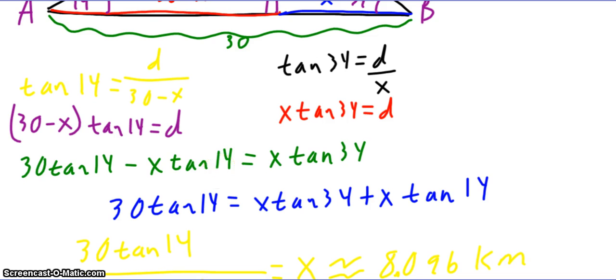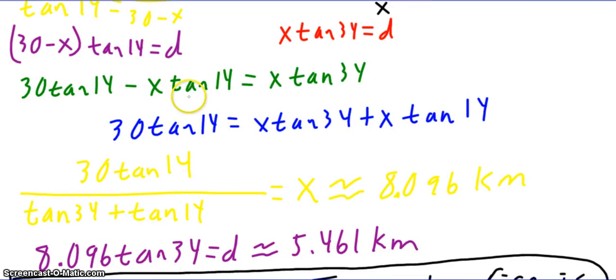So I group the x's together on one side. So I added over the x tangent of 14, factor out x, and divide by tan 34 plus tan 14. So I end up with x equals 30 tangent of 14 over tangent of 34 plus tangent of 14. I type this into my calculator, making sure I'm in degrees. Hopefully I typed it in correctly, and I got x is approximately 8.096 kilometers.